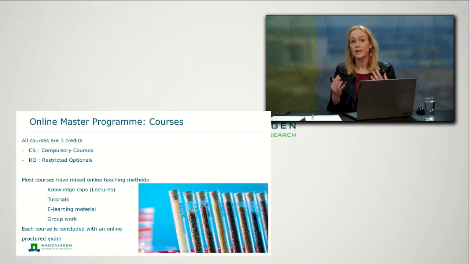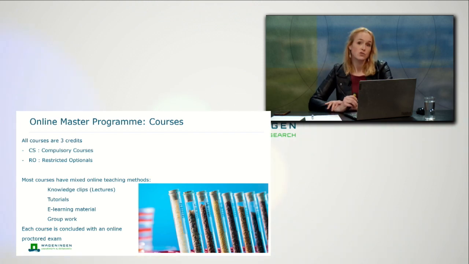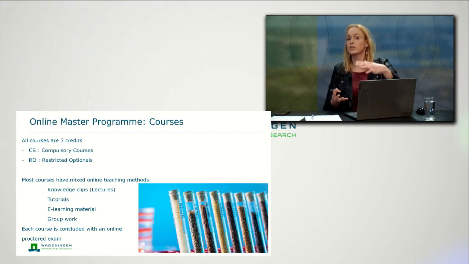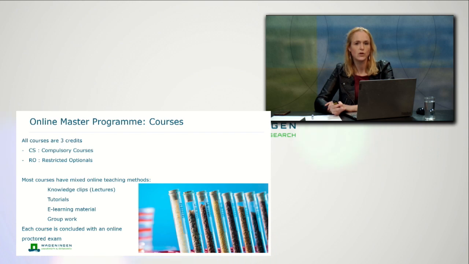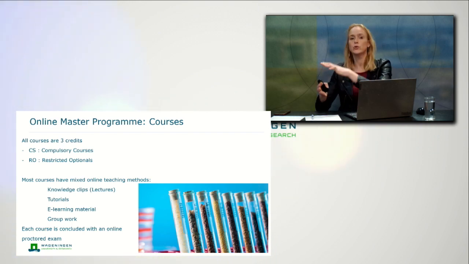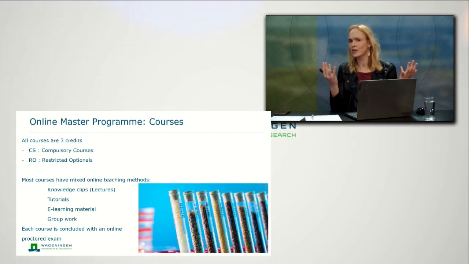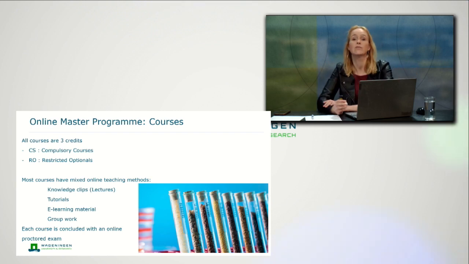All the courses are 3 credits, and there are compulsory courses that you have to follow, and there's also a list of restricted optionals. So we offer you a list of courses and you have to select the courses you want to follow. And on the next slides I will also show you the list so that you can have an impression of what kind of courses you can follow in the program.